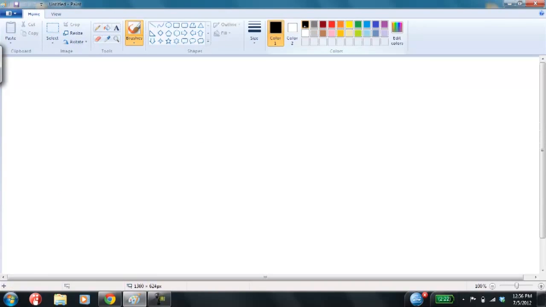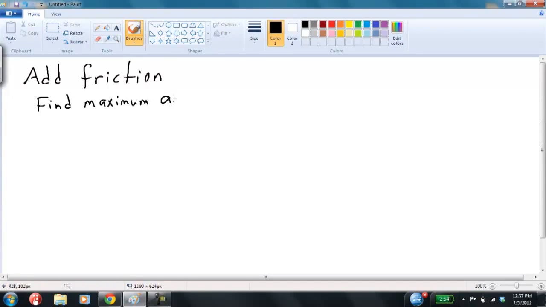Okay, now this is simpler than the problem that we actually were given. So how do we make this problem into the one that was actually given? Say we're going to have some friction, and we're trying to find the max allowed F. And whenever we have friction, what do we have to figure out first?